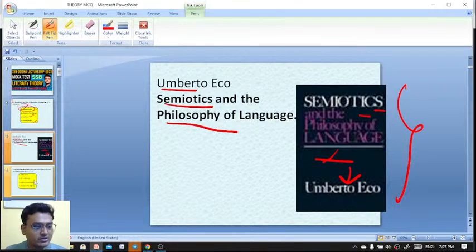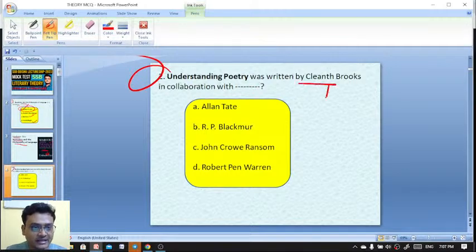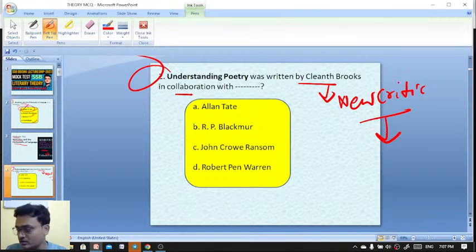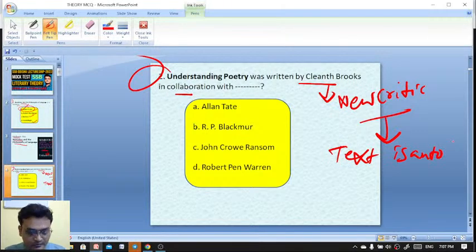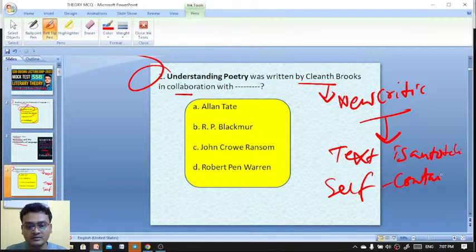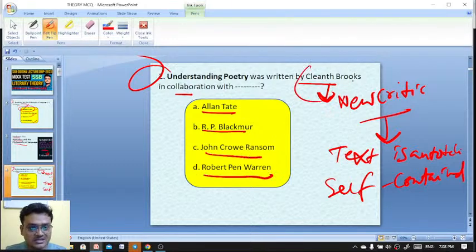Moving on to question number 2. Understanding Poetry was written by Cleanth Brooks in collaboration with whom? Cleanth Brooks is from your New Critics, those who say the text is autotelic. They are denying the biographical information. It is self-contained. Understanding Poetry was written by Cleanth Brooks in collaboration with Allen Tate, R.P. Blackmur, John Crowe Ransom, or Robert Penn Warren. One of them was Cleanth Brooks, and who was the other one?